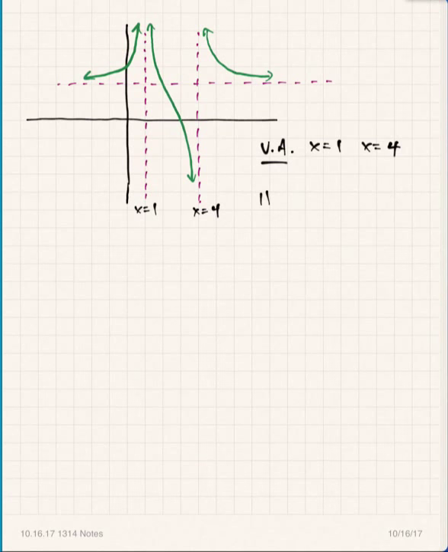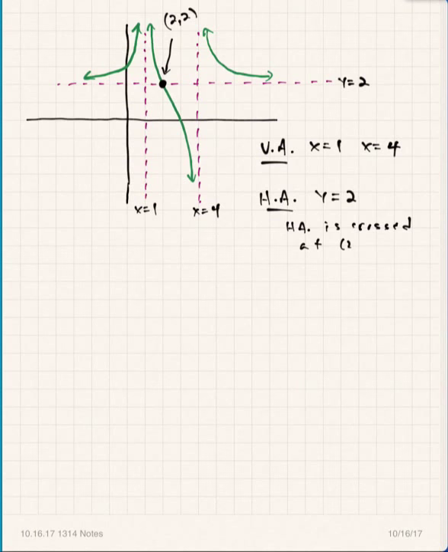The horizontal asymptote, very clearly from the graph, would be at y equals 2. That's our horizontal asymptote. And it is crossed at the point (2, 2). This is the point where the horizontal asymptote is crossed. I'm going to label it right there. The graph actually crosses through it right there, so it's crossed at the point (2, 2).